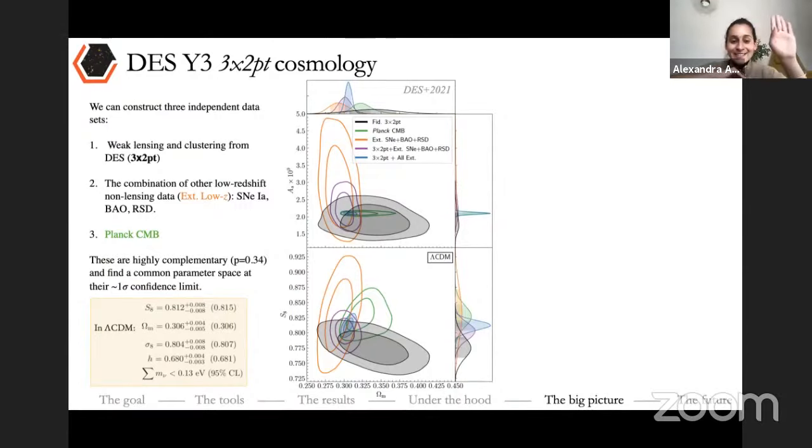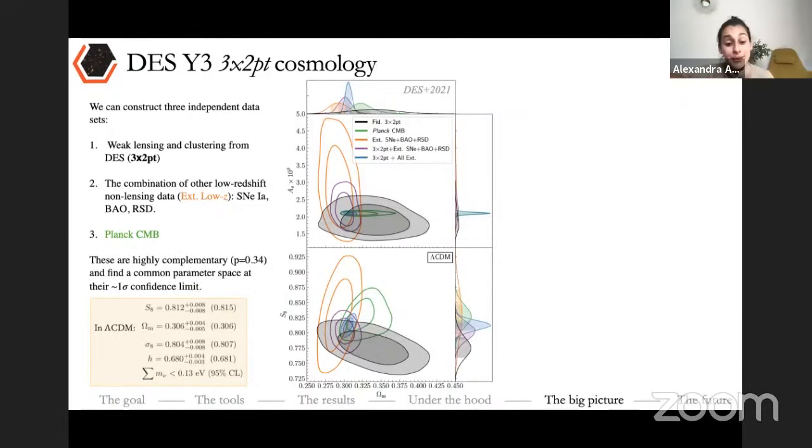So I should have said A_s is on the top now and S8 at the bottom, both as a function of omega matter. And I really love seeing how these kind of fan out around each other. And so the 3x2-point adds in that A_s or S8 parameter, but that allows you to break degeneracies in the correlated parameters, and so it does hammer down your omega matter constraint. And these external low redshift data sets really complement the DES weak lensing and large scale structure information by probing the growth and the geometry of the cosmological model in fundamentally different ways.